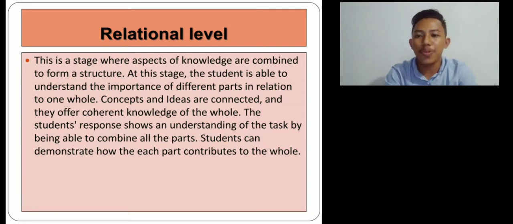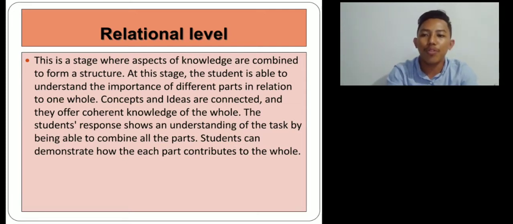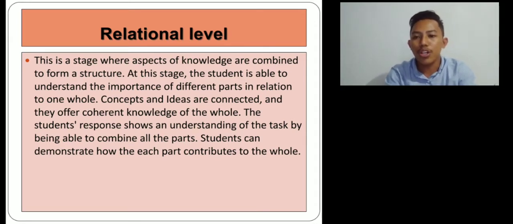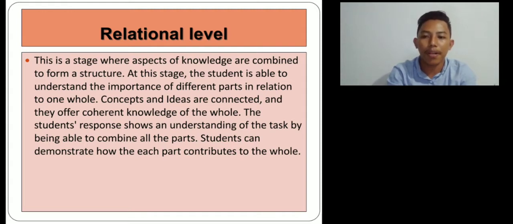This is a stage where aspects of knowledge are combined to form a structure. At this stage, the student is able to understand the importance of different parts in relation to one whole. Concepts and ideas are connected, and they offer coherent knowledge of the whole. The student's response shows an understanding of the task by being able to combine all the parts. Students can demonstrate how each part contributes to the whole.